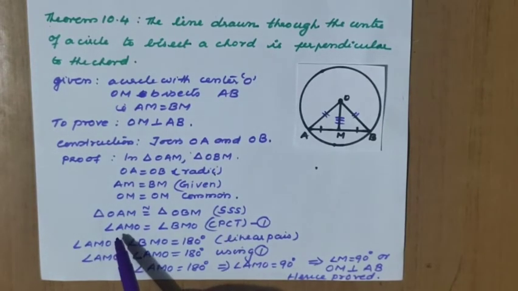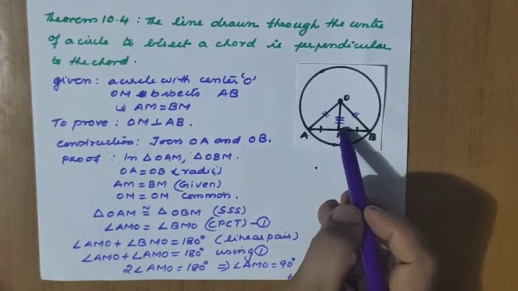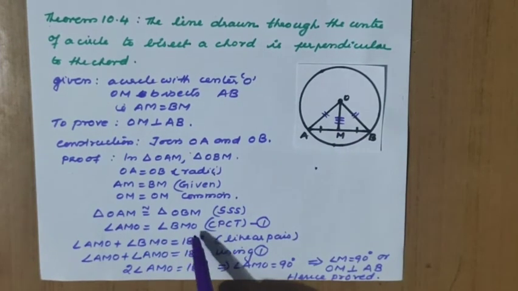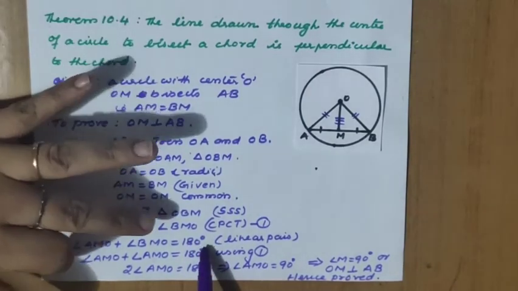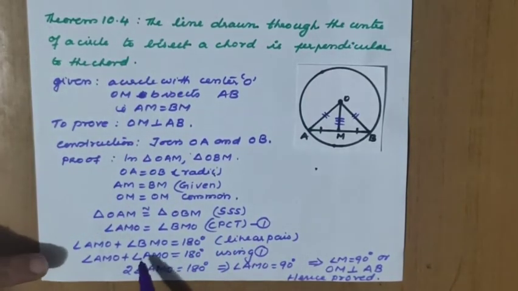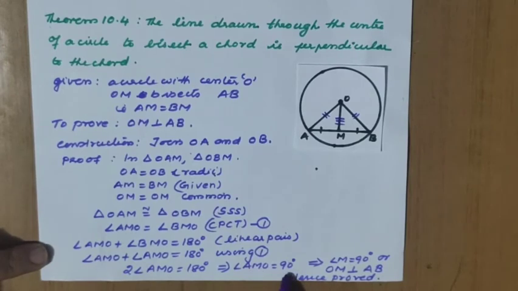Now what is the CPCT? We are writing these two angles because here we have to prove 90 degrees. So angle AMO equals angle BMO by CPCT. Now the sum of these two angles is 180 degrees. What is the reason? Linear pair, and both are equal to each other, so each angle is equal to 90 degrees. That means OM is perpendicular to AB.